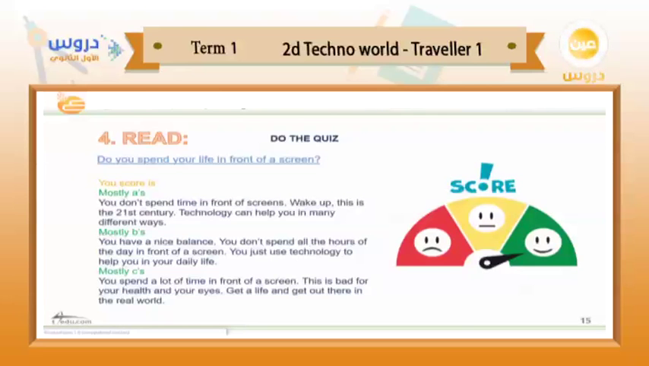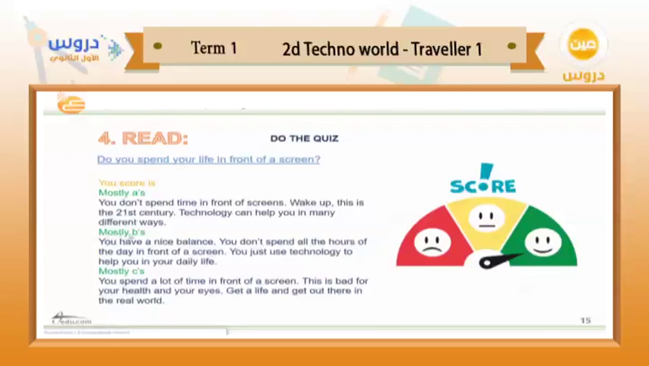Okay. After you finish answering those questions, you can check your answers and find out your score looking at this score chart. If your answers are mostly A's, you don't spend time in front of screens. Wake up. This is the 21st century. Technology can help you in many different ways, meaning that you don't usually use a phone, or maybe you don't download from the internet, or you don't watch TV most of the time, you don't play games. That's not normal. This is the 21st century. Technology is all around you, so you should spend some time using this technology for your own good.